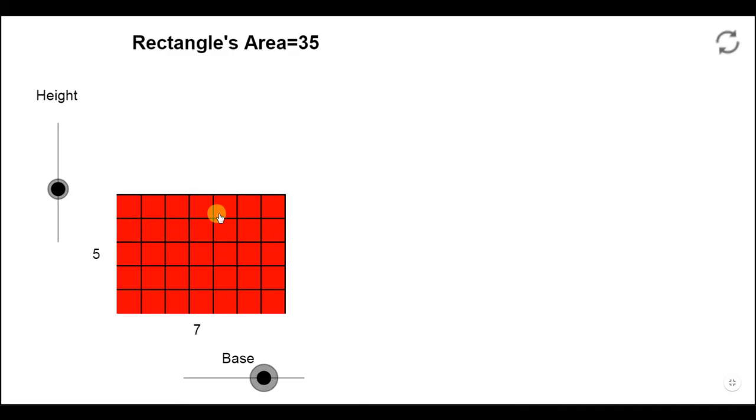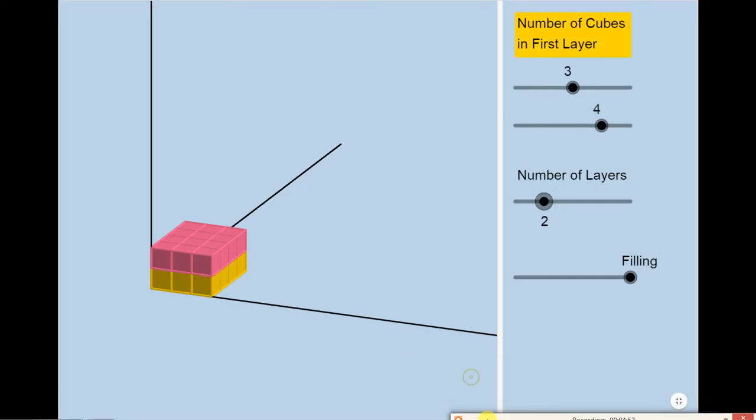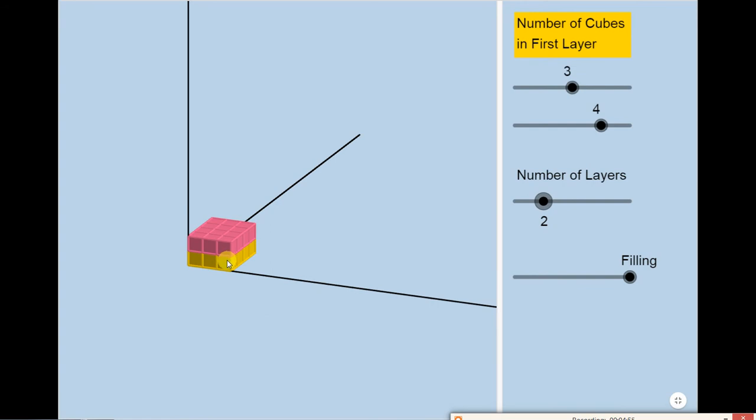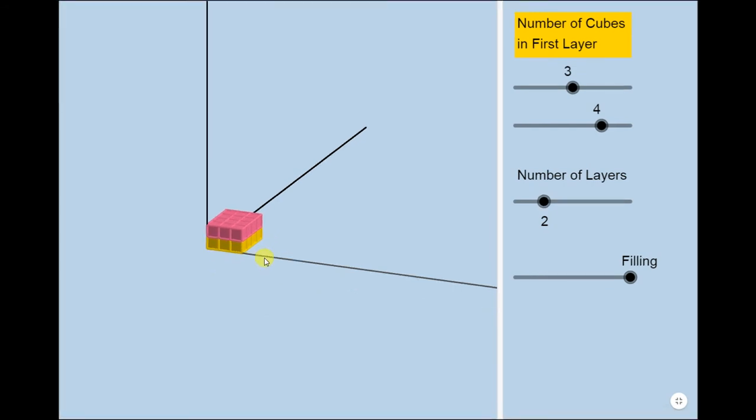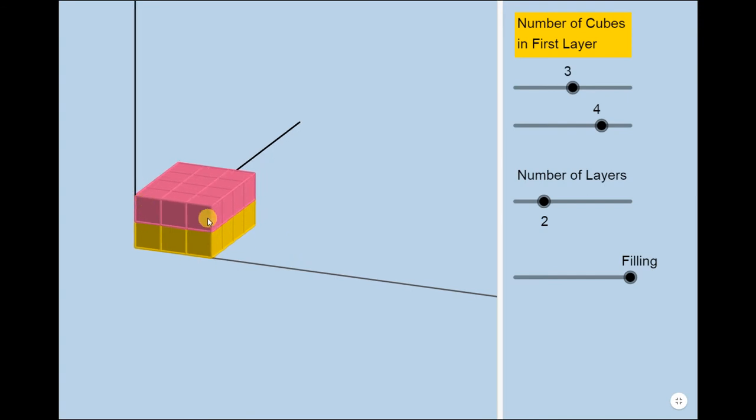Why do we use squares to measure area? Because a square has all four sides equal. So you don't need to tell the person about the dimensions of the square, because the square itself represents equal sides. Similarly, for volume we use a cube, because a cube has equal sides, or equal faces. If you look at this small cube, all faces are equal.